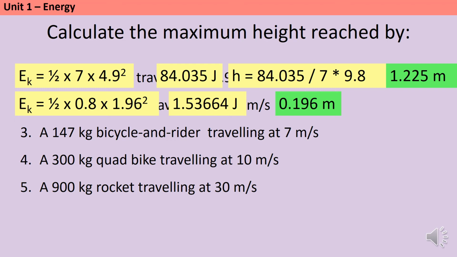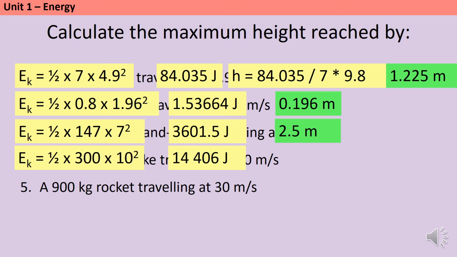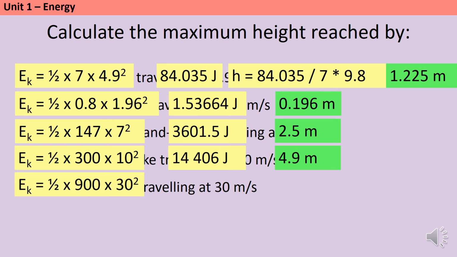My cyclist and their bike are going to have 3,601.5 joules of kinetic energy, so it's then the same amount of gravitational potential energy, and therefore the maximum height will be 2.5 meters, while the quad bike has just over 14,000 joules of energy and can reach a height of 4.9 meters. And finally, the rocket, if it takes off at 30 metres per second, will have 388,962 joules of kinetic energy. Maximum amount of gravitational potential energy will be the same amount, and if we rearrange and solve for height, we get a height of 44.1 metres.